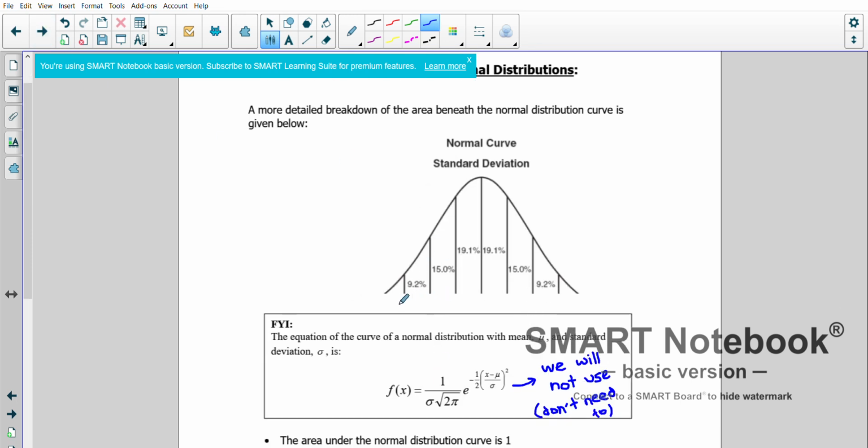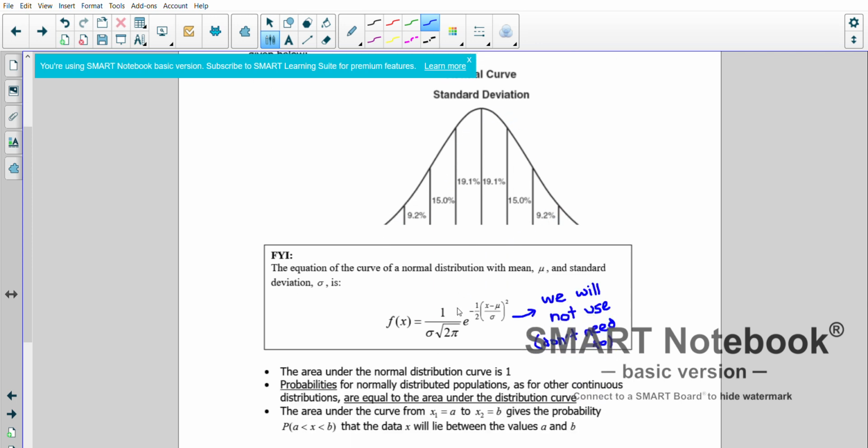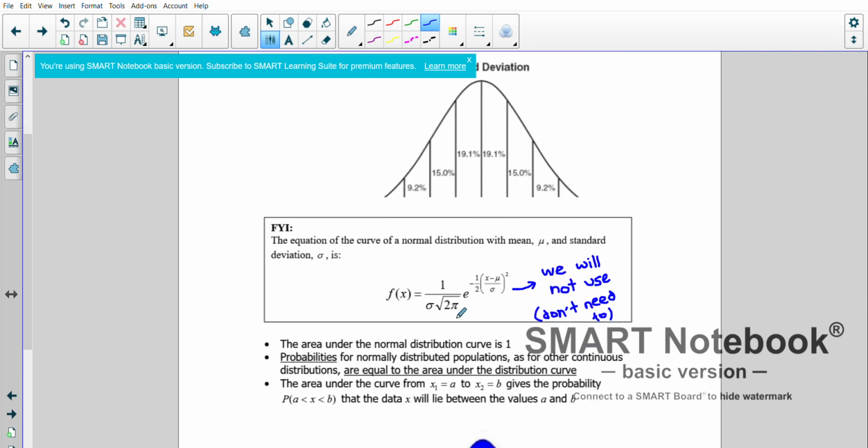So again, here's a little bit more of a detailed breakdown. But even more than that, we have a chart which is going to show us all the possibilities, which I'll show you in a minute. So here's just an FYI.